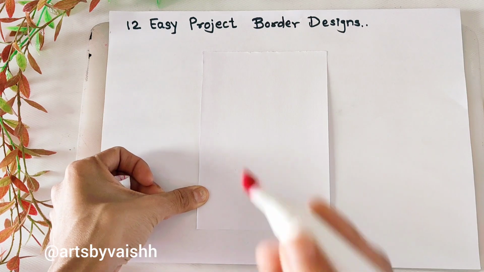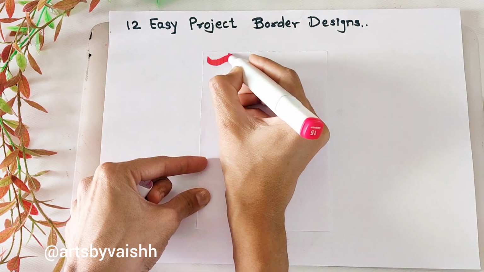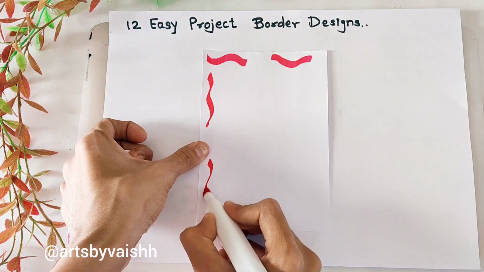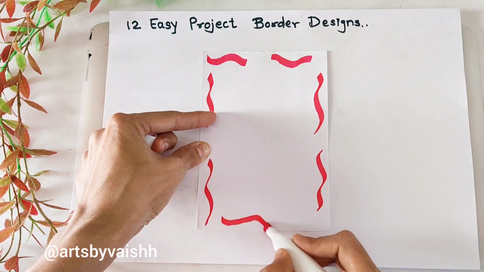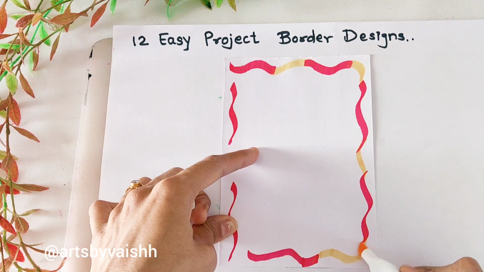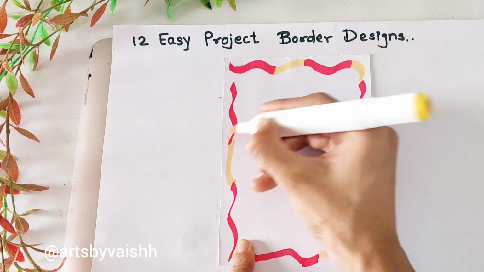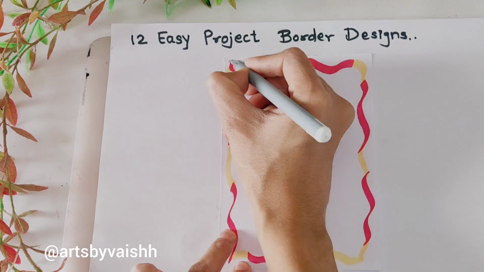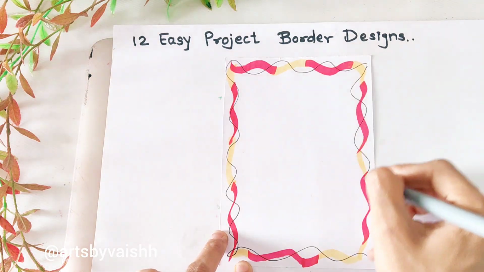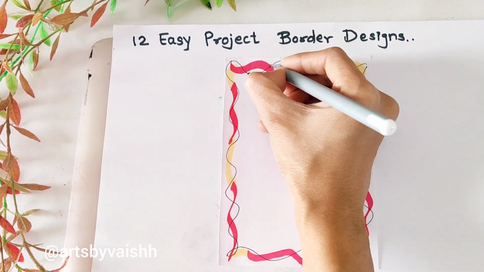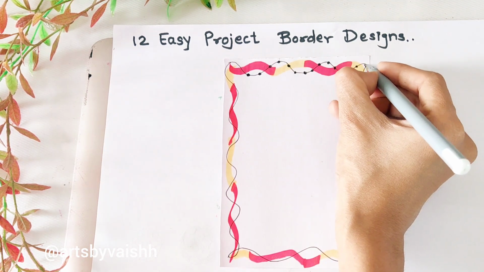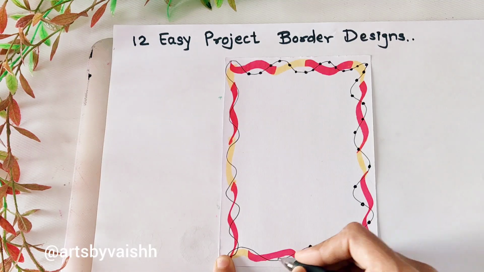Let's move to the next one. For this one I took red color and I am trying to draw waves like shape. First I'll draw it with red and then I'll take some combination color which is yellow. Now I am taking black gel pen to do it cross wave. Now I am drawing dots on that black line so that it highlights in between red and yellow. Similarly, I'll do it for all.